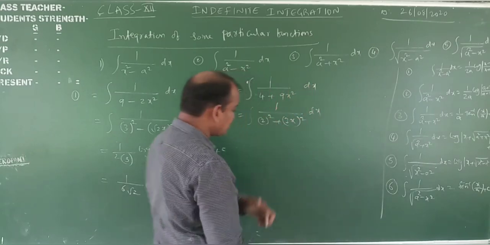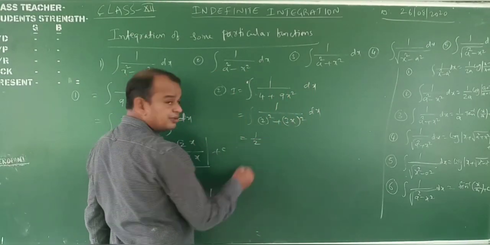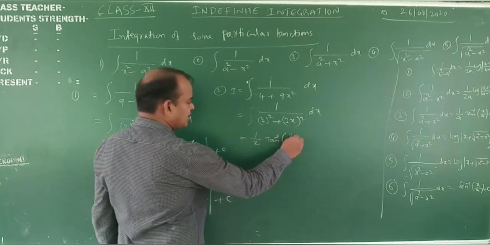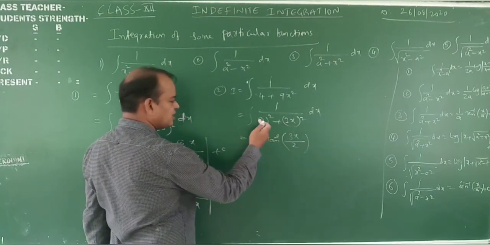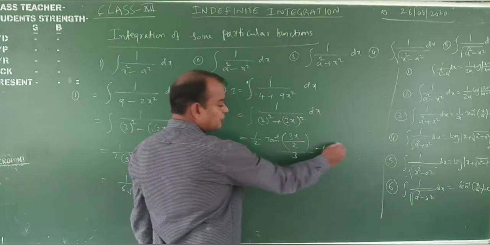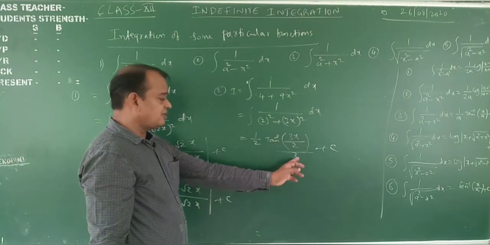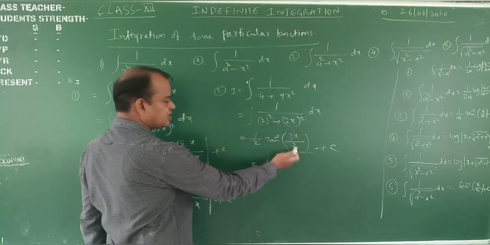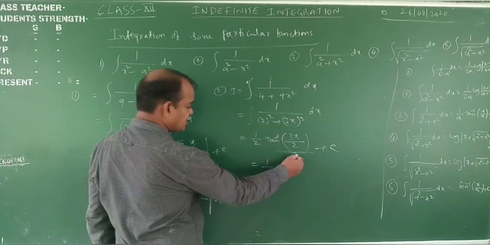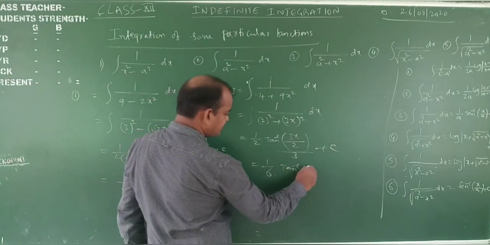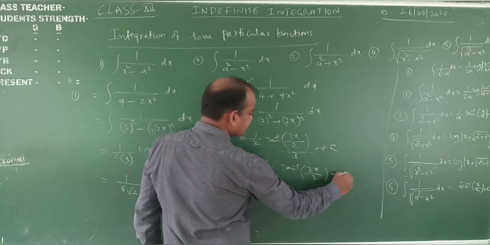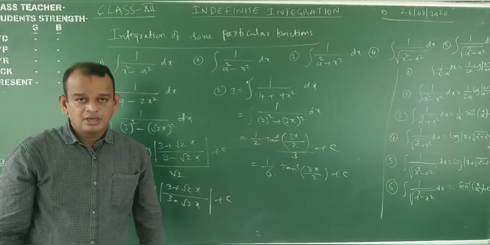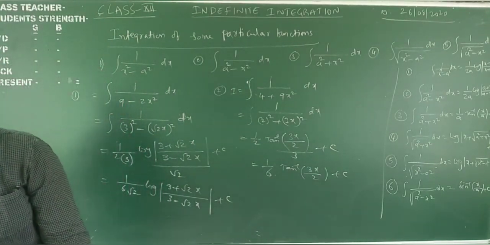The formula gives 1 by a tan inverse of x by a. So 1 by a means 1 by 2, tan inverse of 3x by 2, divided by 3. Why by 3? Because the derivative of 3x is 3, and the derivative of 2 is 0. That is equal to 1 by 6, since 2 3s are 6, tan inverse of 3x by 2 plus c. In this way we will complete the problems.